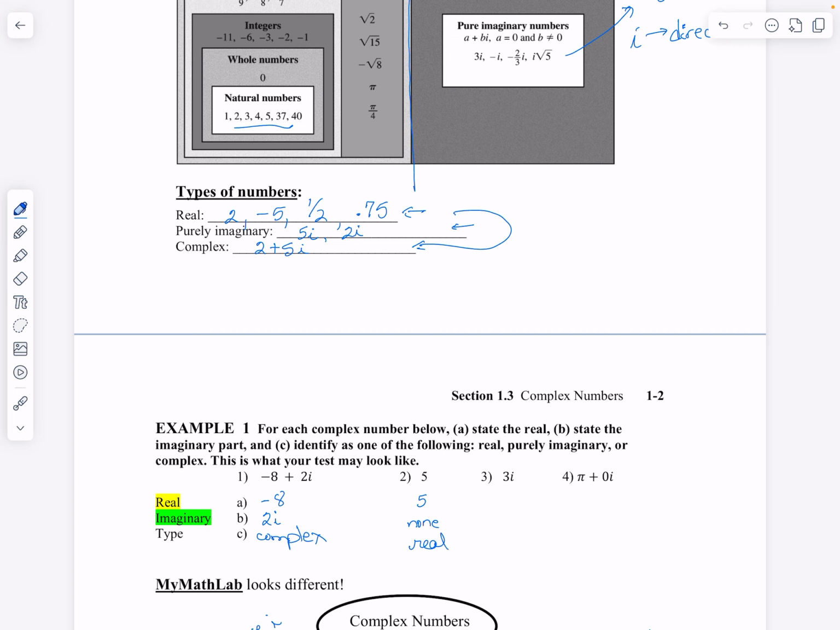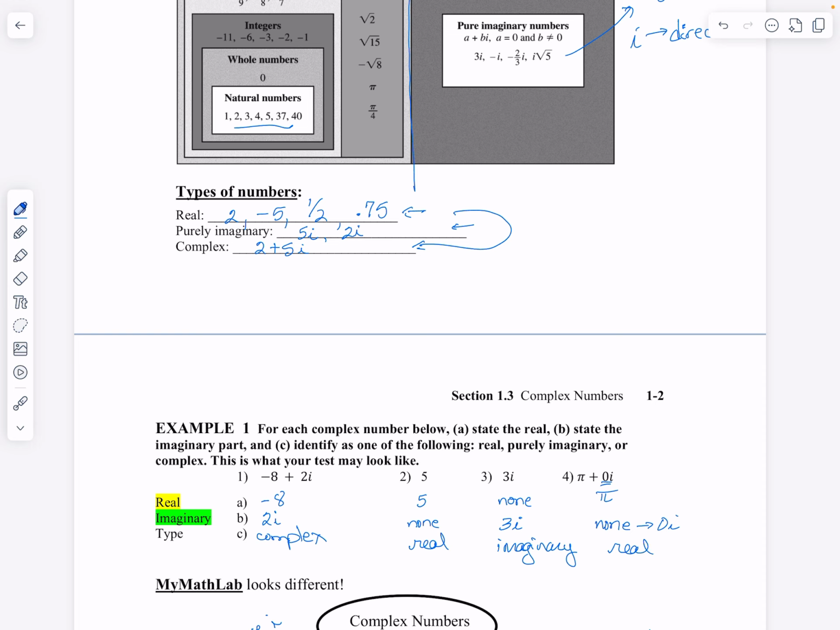3i doesn't have any real part. It has an imaginary part. So this one I call an imaginary number. And this one has pi in it. That's the real part. It has no imaginary part. Sometimes they'll say it does, but it's 0i, which is nothing. So I would call this a real number.